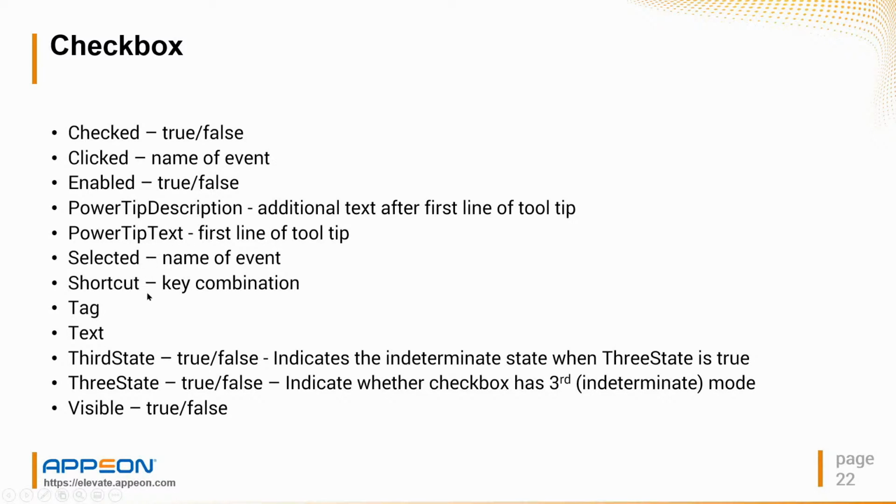The other item you should point out here is that there's a three-state property. So if you set three-state to true, that means that you can have the indeterminate state as well. And then when the checkbox has three states, then the third state property, true false, if it's set to true, indicates that the checkbox is in that indeterminate state.